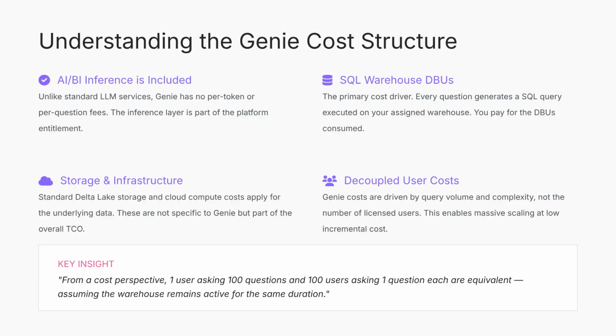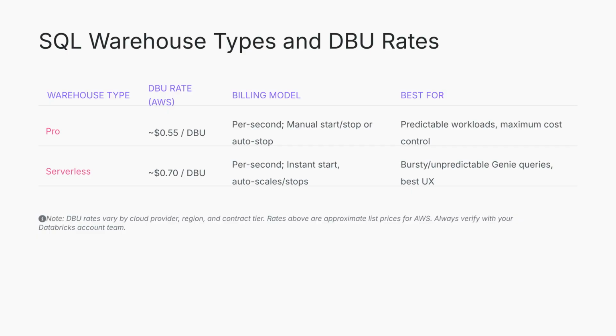From a cost perspective, one user asking 100 questions costs the same as 100 users asking one question each, as long as the warehouse is running for the same amount of time. That means Genie scales incredibly well. More users? No problem. Massive adoption? Still super affordable. Genie works with Pro or serverless SQL warehouses.